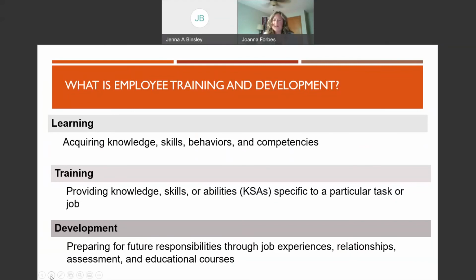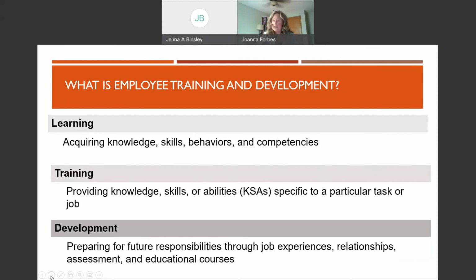Just some terms to keep in mind when we're talking about training and development. Learning: when our staff is learning, they're acquiring the knowledge, skills, behaviors, and competencies to do their job or to learn more of their job. Training is providing the knowledge, skills, and abilities specific to a particular task. When we think of training, we think of a new piece of equipment, a new process, or a new software, and that is definitely part of it. And then development digs a little deeper. Development is really more about preparing for future responsibilities.